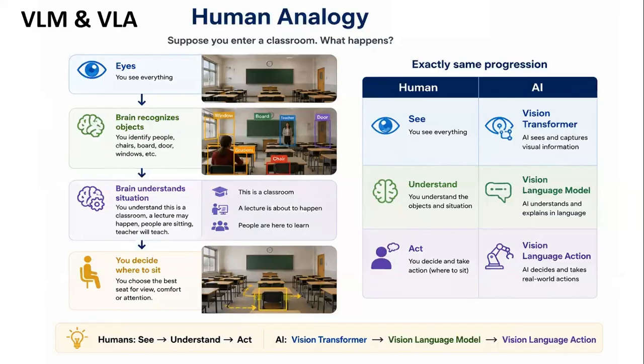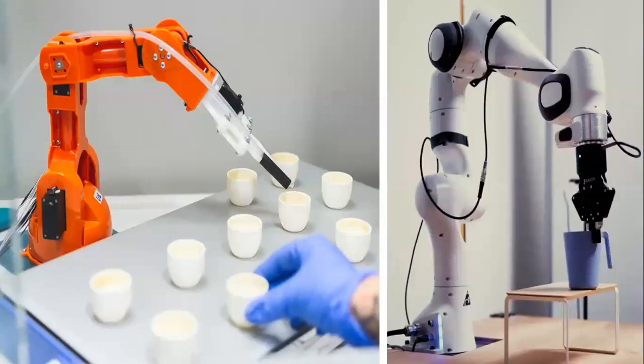Now, we'll come to this human analogy. Maybe after watching some certain examples on this slide, it will come up. You can observe there is a robotic arm. This robotic arm might be filling some cups or lifting this cup. So there is an action taken by this robotic arm. There is a vision transformer plus vision language model plus vision language action model. I'll tell you what the difference is between the vision transformer, language model and action model.